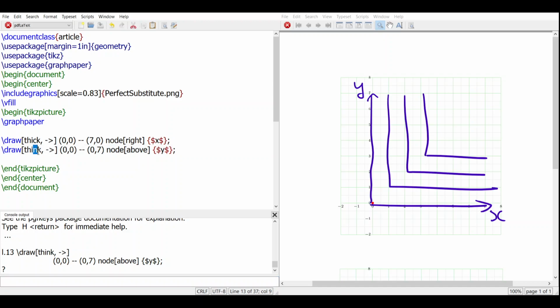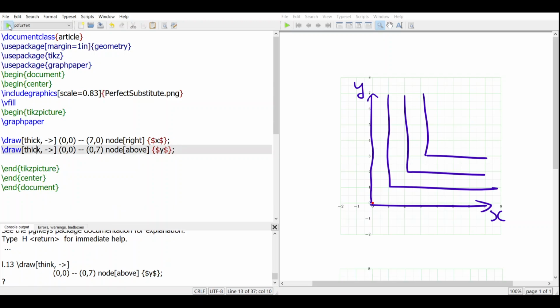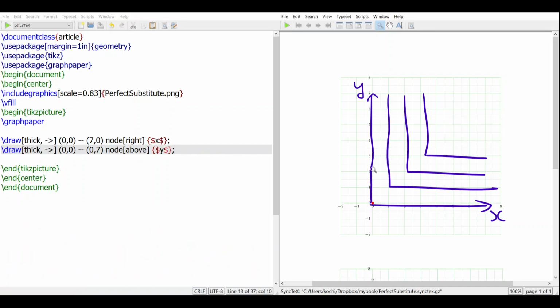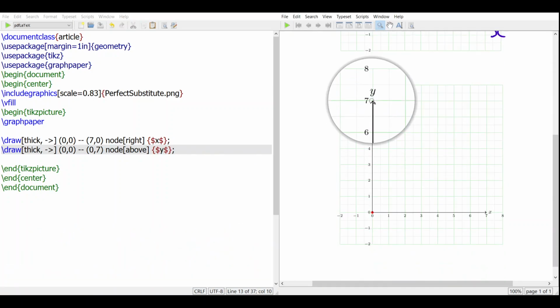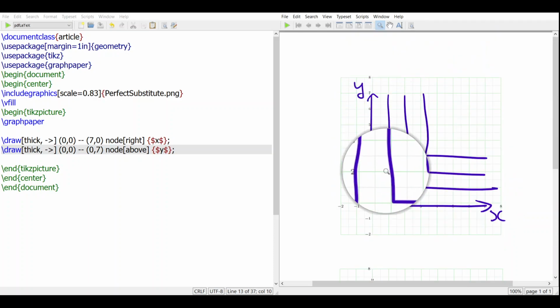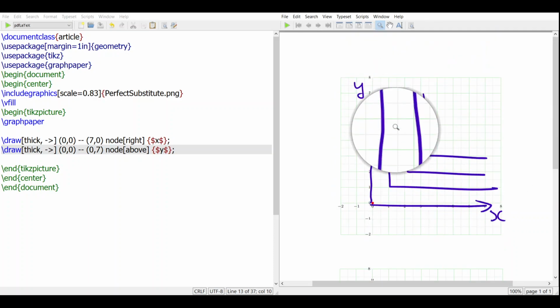Oh, it's thick, so typo. So here we have this. Okay, up to 7. Okay, now we need to draw this indifference curve.